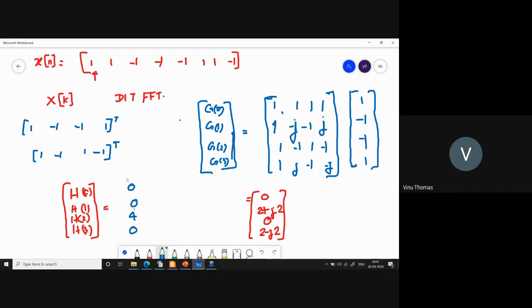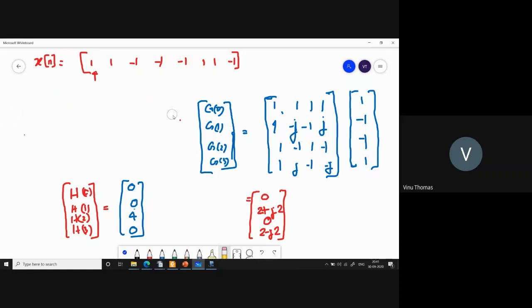So this is h. Now what is to be done? You have both g and h with you. So what is to be done now? Use that equation. Let us use the first equation. What does the equation tell you? The equation states that we can write x of 0, or x of k.